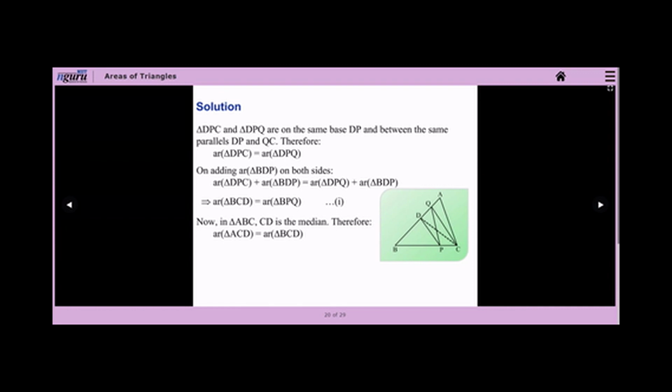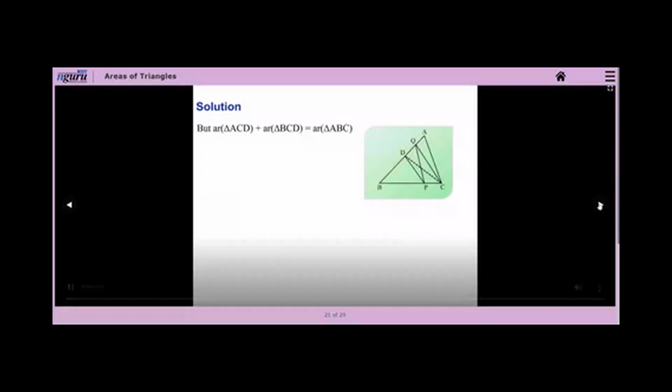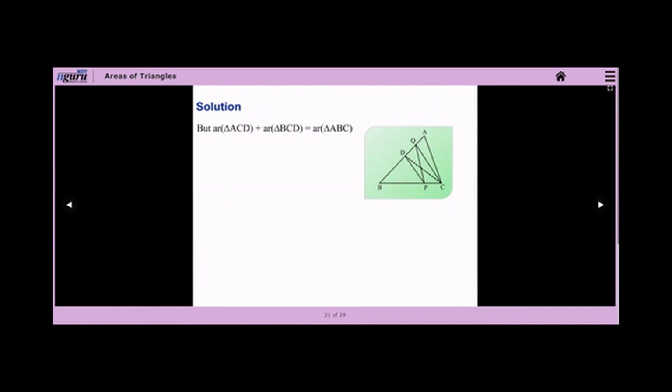Now, in the triangle ABC, CD is the median. Therefore, the area of the triangle ACD is equal to the area of the triangle BCD because the median of a triangle always divides it into two triangles of equal area. But the sum of the areas of triangles ACD and BCD is equal to the area of the triangle ABC. Substitute the area of the triangle ACD with the area of the triangle BCD. This implies that twice the area of the triangle BCD is equal to the area of the triangle ABC. Thus, the area of the triangle BCD is half the area of the triangle ABC. Denote this as equation 2.